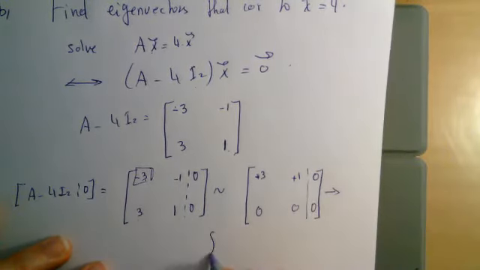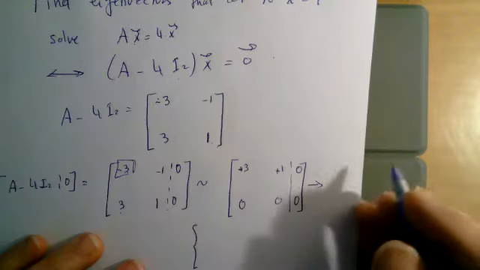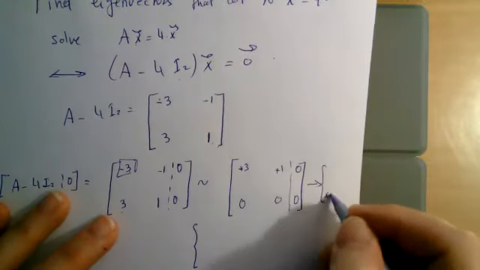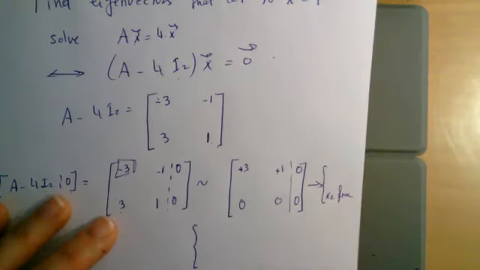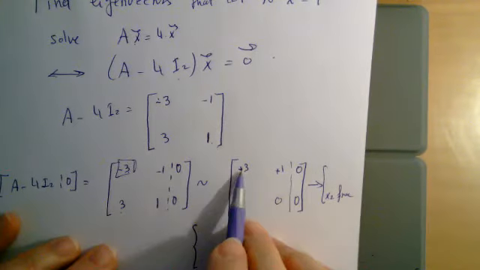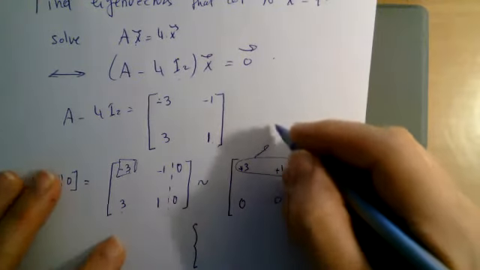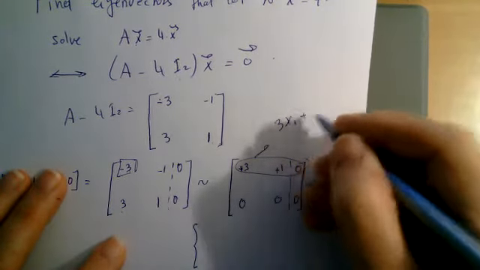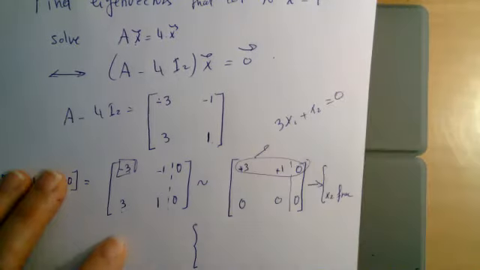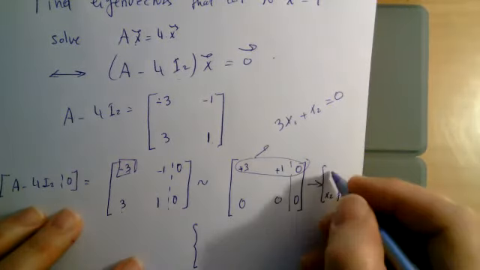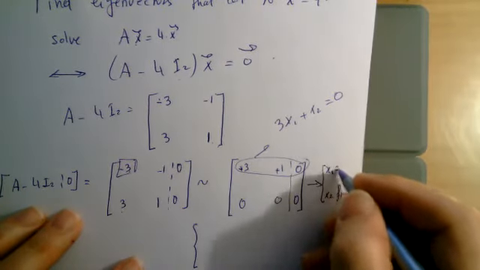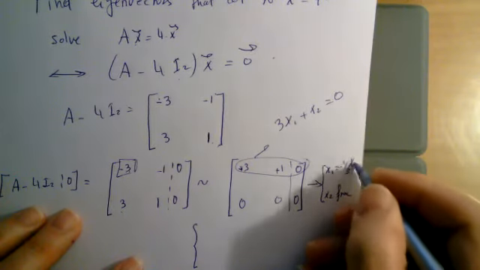My solution would be: x2 is free. And this will give me 3x1. So this will read 3x1 plus x2 equal to 0, giving me x1 is minus a third x2.